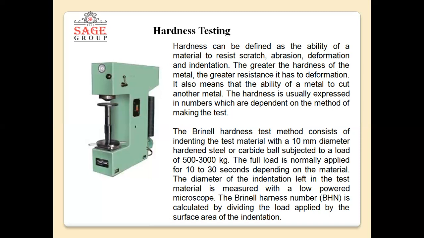So now we come to hardness testing. The greater the hardness of the metal, the greater is its resistance to deformation. If a material is harder, it is not easy to deform. When we consider two metal pieces like aluminum and steel, steel is harder as compared to aluminum. So it is easy to deform aluminum as compared to steel.